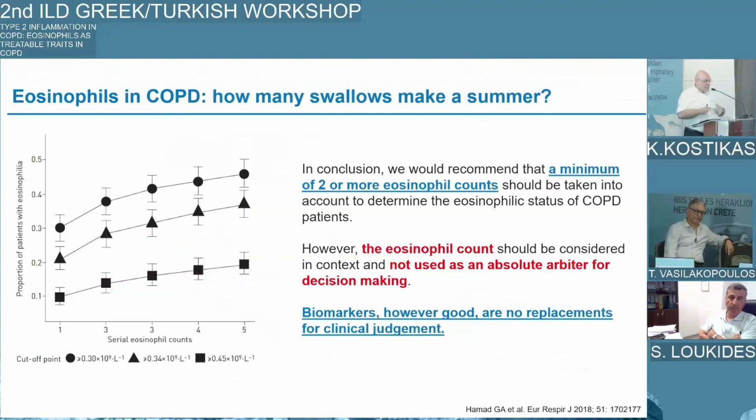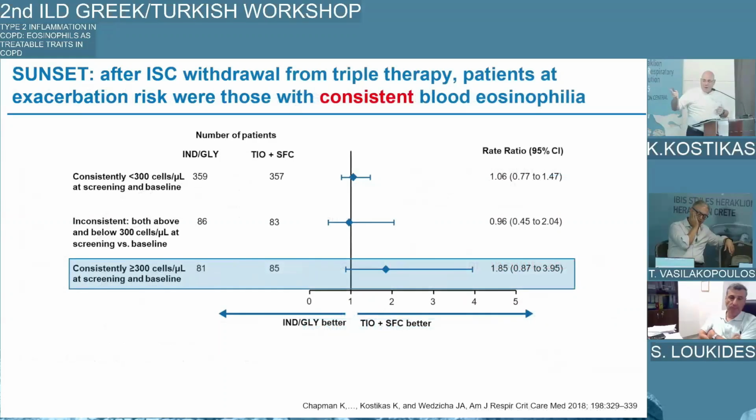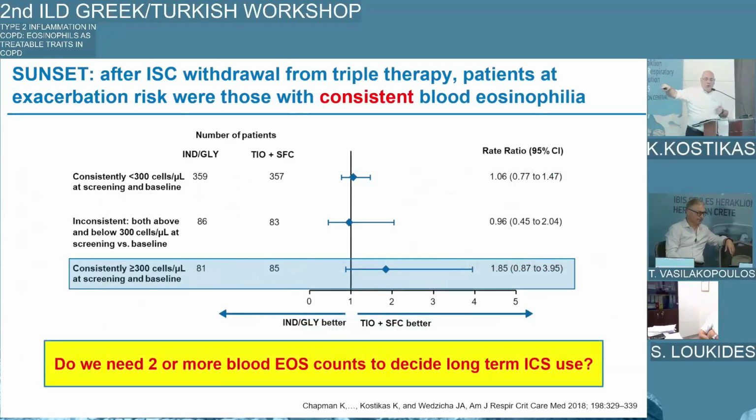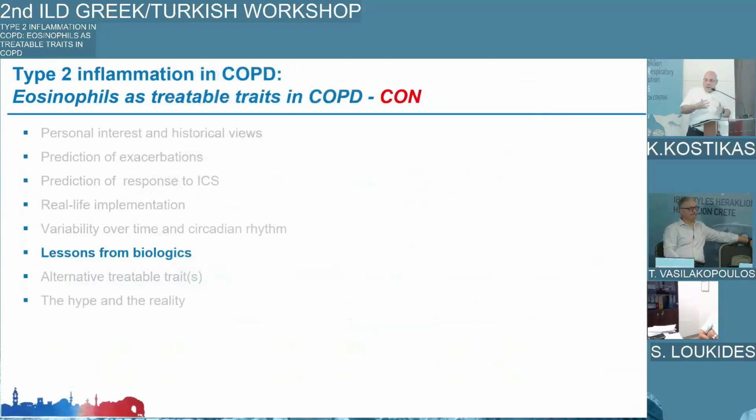values. So we need more than one measurement, and this is a UK publication on that, and this is our publication from the Sunset study. And in the Sunset study, we withdrew ICS from triple therapy to go to a LABA-LAMA, and the patients who were at risk were those who had consistently twice blood eosinophilia, not the ones with one measurement. So do we need two or more? So how is it a treatable trait if we need more than one? Or how we are going to use it?